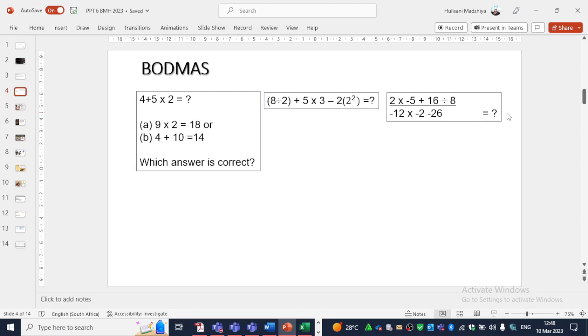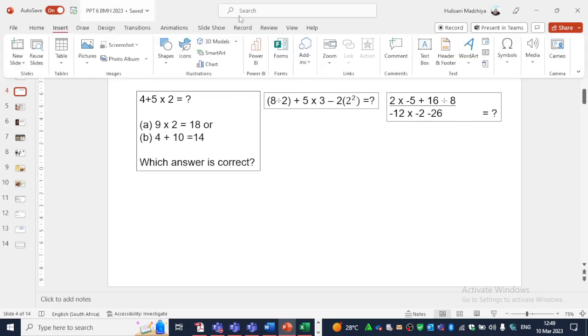With this one, sir, I think it's best if we start with the brackets first. From my side, I would start with the 2 into 2 to the exponent 2 and try to solve that, which will give me 2 into 4 because 2 to the power 2 equals 4. So it's negative 2 multiplied by 4, which will give me negative 4. And then I'll jump back to the other bracket, which is 8 divided by 2, which will also give me 4. So now the equation is 4 plus 5 times 3 minus 4, right?